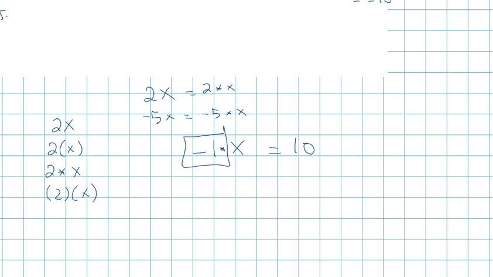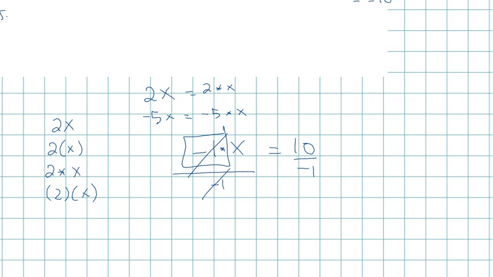When I do something to one side, I have to do it to the other side, right? Which basically cancels this. That's the whole reason. We want to get rid of that negative. Does that make sense? So now this is x equals 10 over negative 1, which is negative 10.